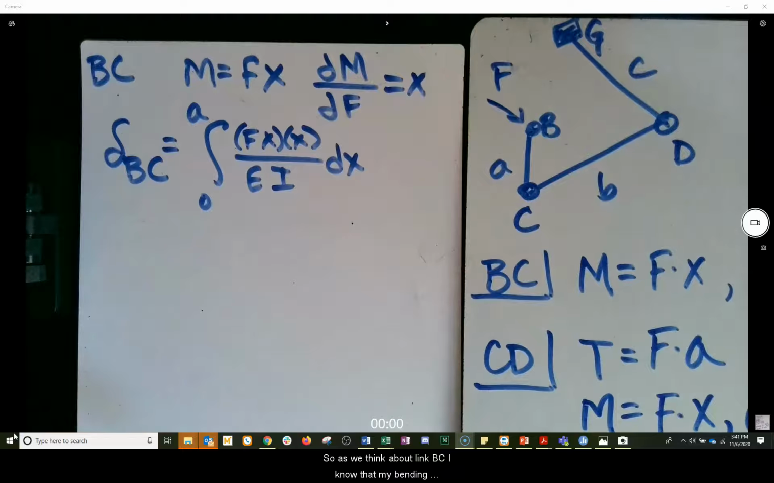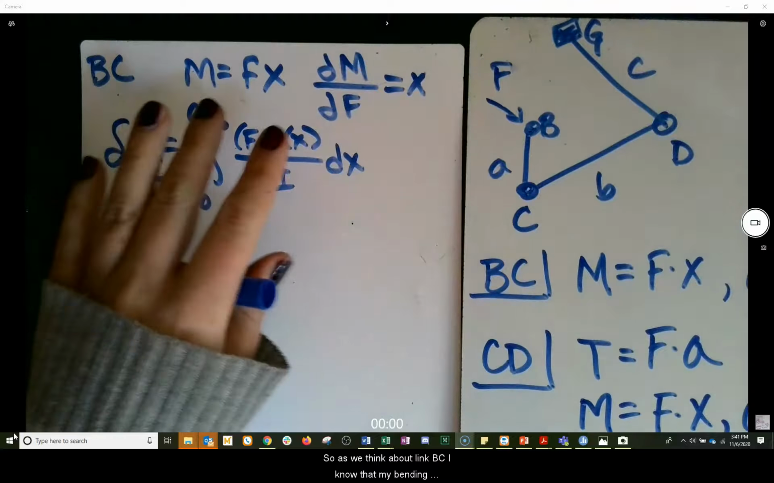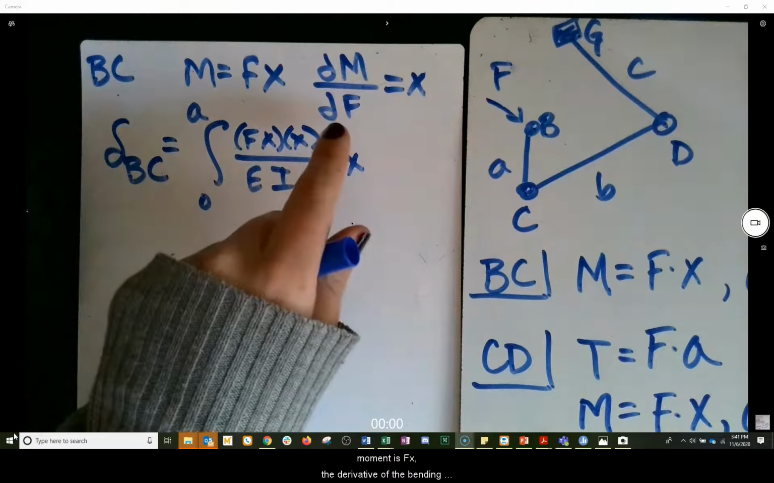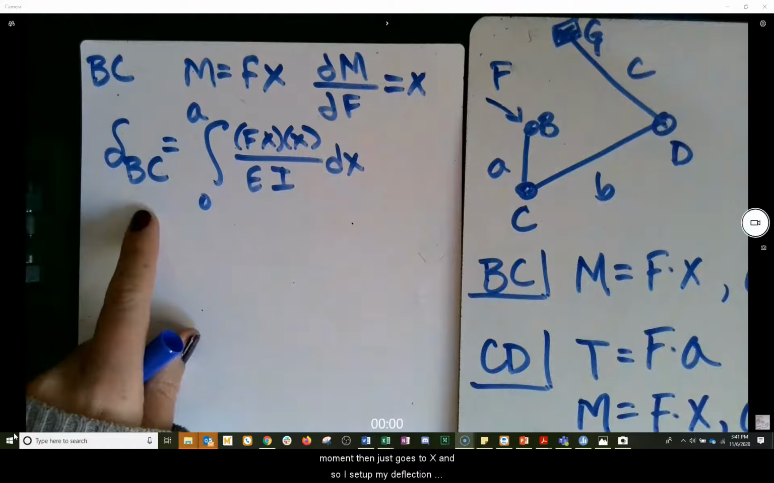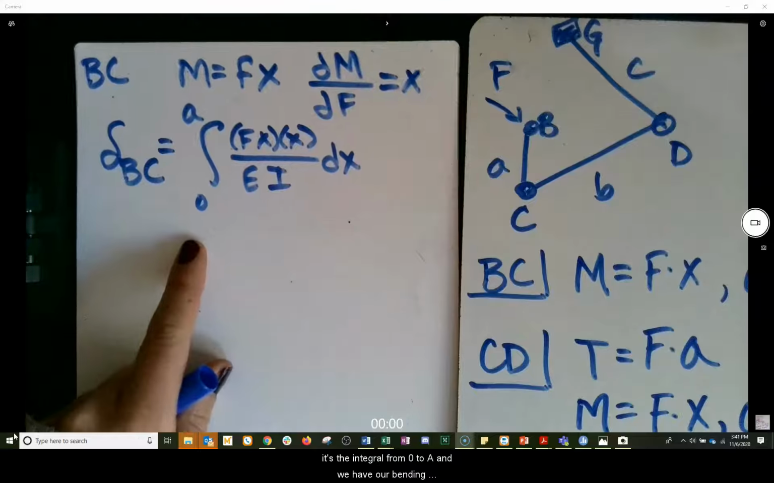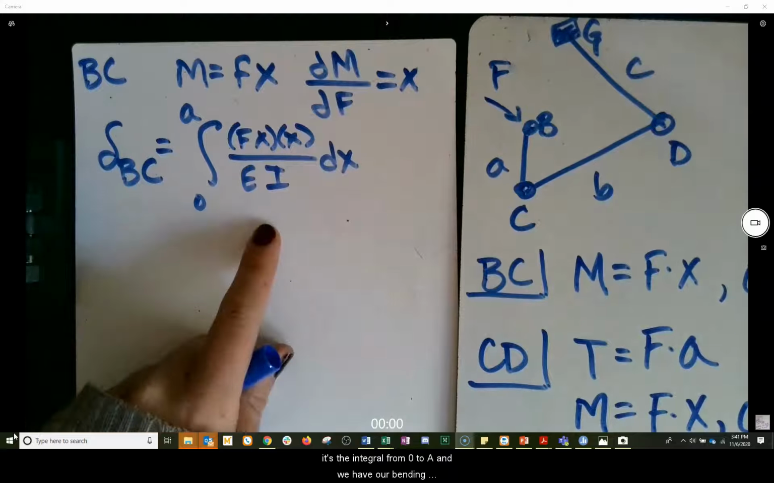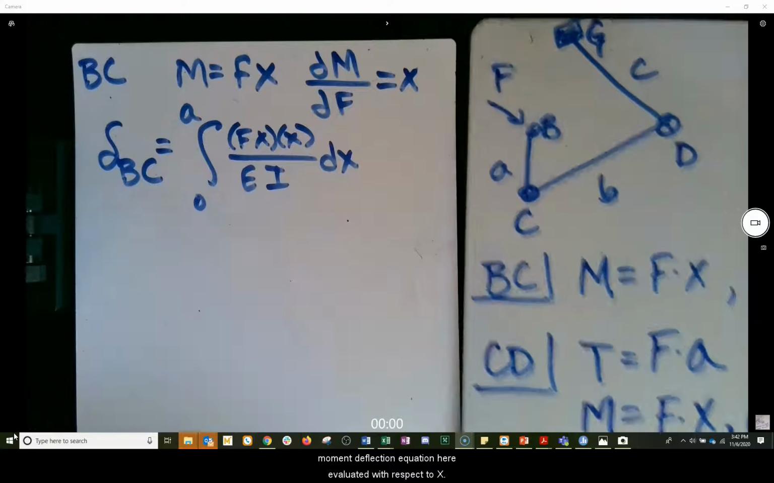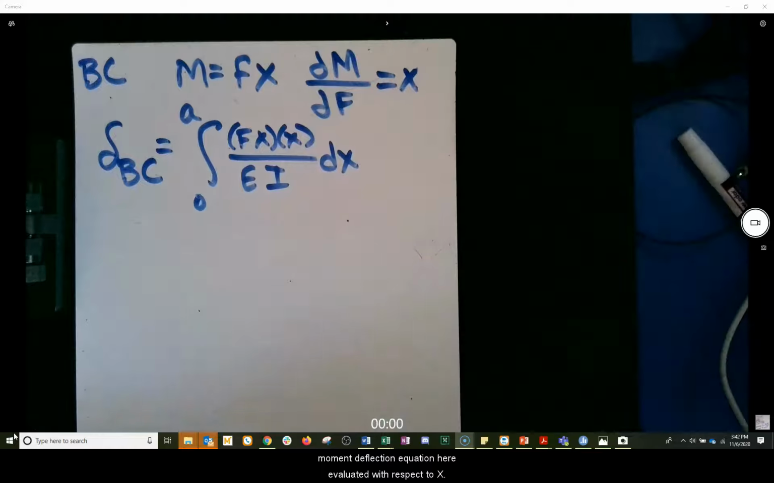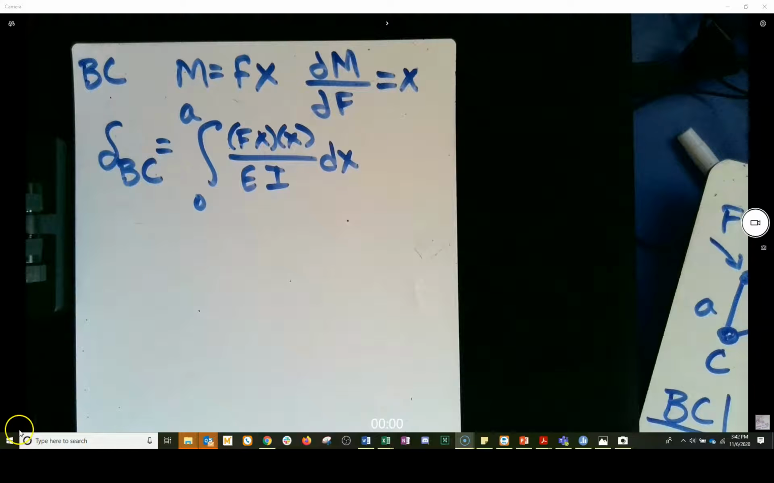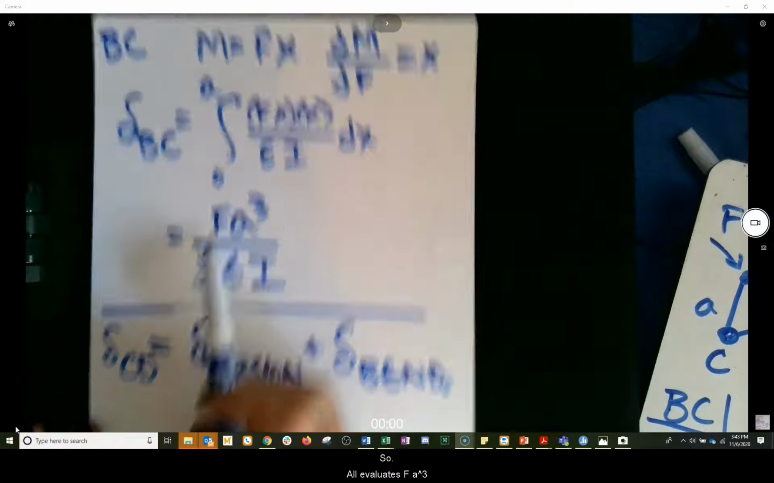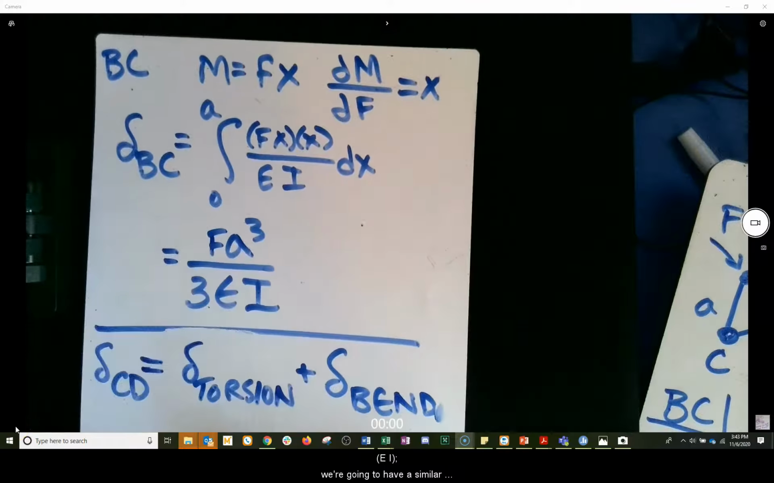As we think about length BC, I know that my bending moment is Fx. The derivative of the bending moment then just goes to x. And so I set up my deflection. It's the integral from 0 to A of the bending moment deflection equation, evaluated with respect to x. That all evaluates to F A cubed over 3EI.